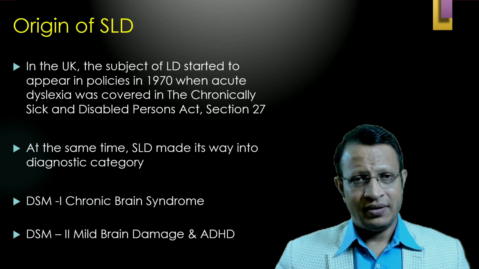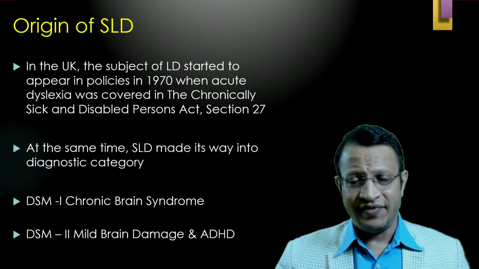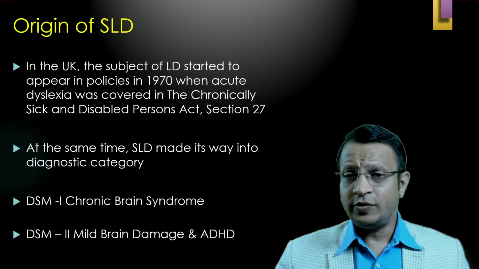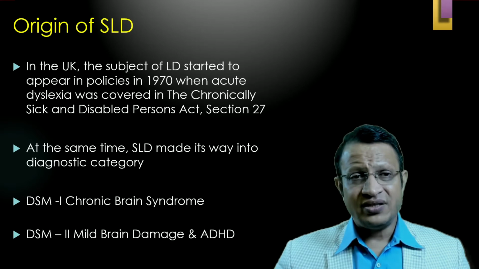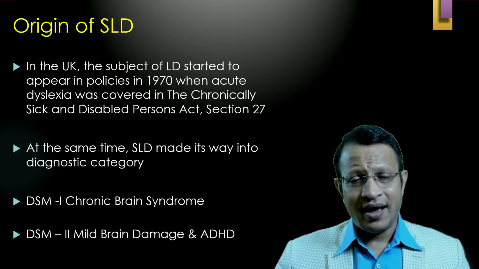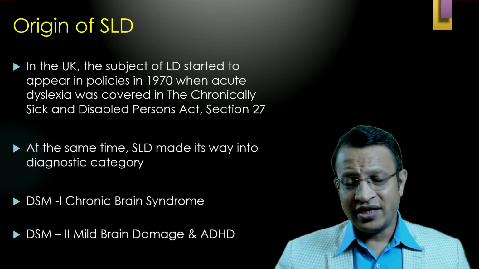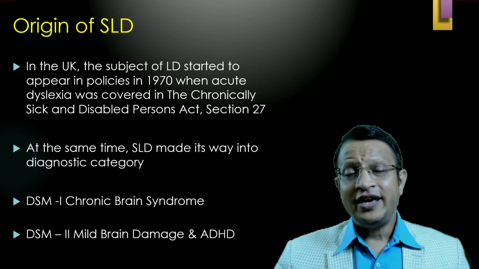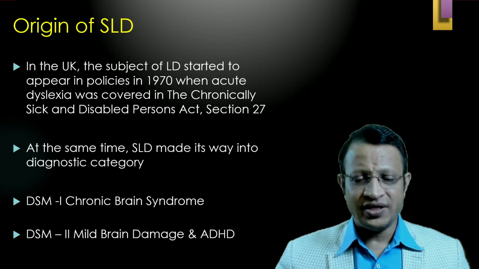However, in the UK, the subject of this learning disorder started to appear in the policies in 1970, that is in health policies and in education policies. That means this acute dyslexia was covered under the Chronically Sick and Disabled Persons Act. It was the first time legislation was introduced, and in this legislation, the SLD was introduced under Section 27.